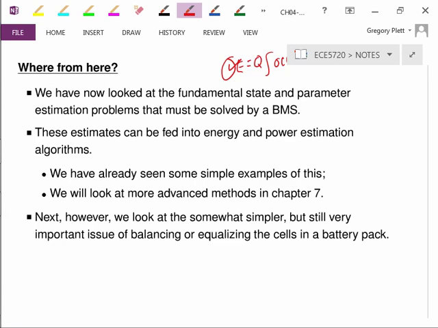Before we do that, we're going to take a little bit of a break from some of the math, and we're going to look at an important issue of balancing or equalizing cells in a battery pack. This is in many ways an electronics problem, but it's also an algorithm problem because we have to make some design decisions as to what is our balancing criteria and how quickly do we want to do it and things like that. So that's what we look at next.